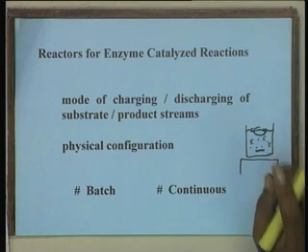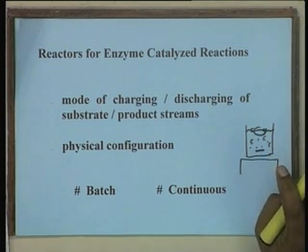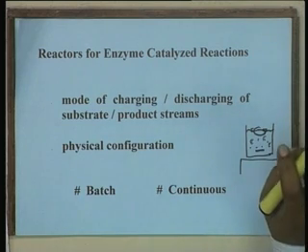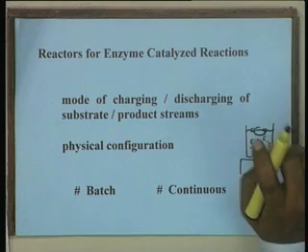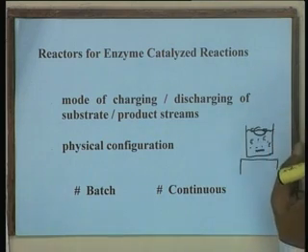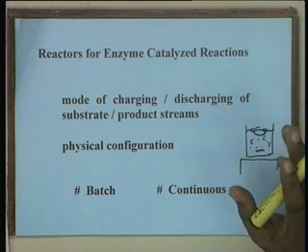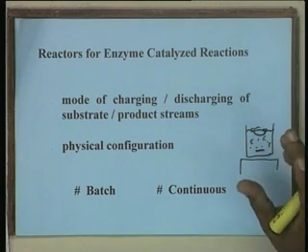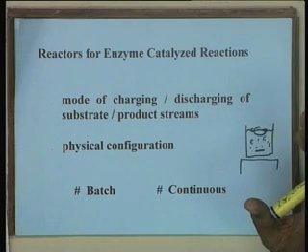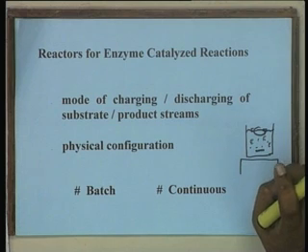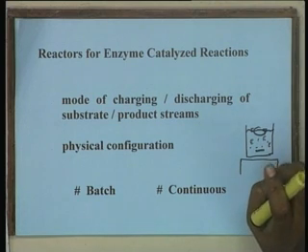Now, basically here the mode of charging and discharging the substrate is once: you initially feed the enzyme as well as the substrate, and at the end of the reaction you take out the final product, and of course, enzyme is mixed with it. If it is a soluble enzyme, or if it is an immobilized enzyme preparation, you can filter it or centrifuge it to recover it back. So, that is probably the simplest configuration that is possible to carry out an enzyme catalyzed reaction.